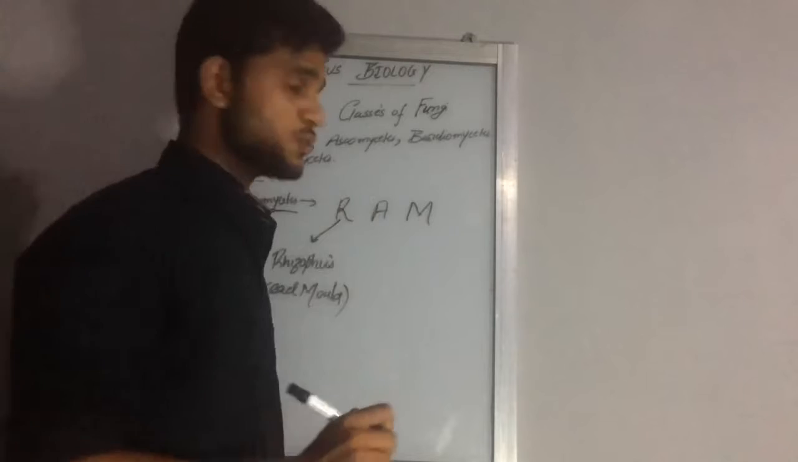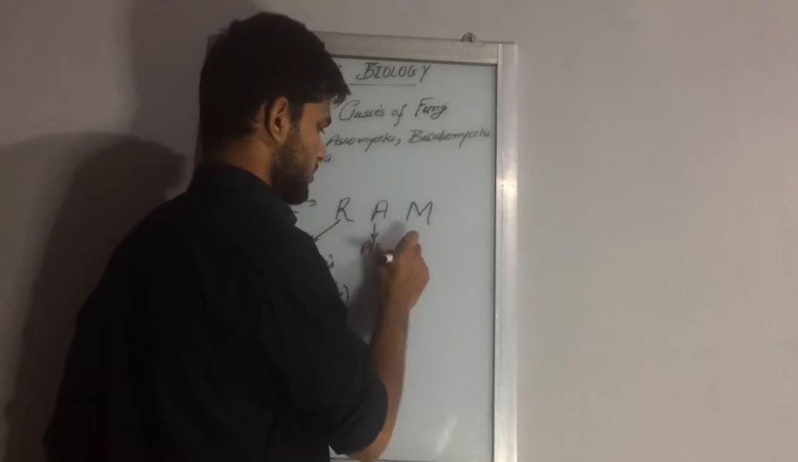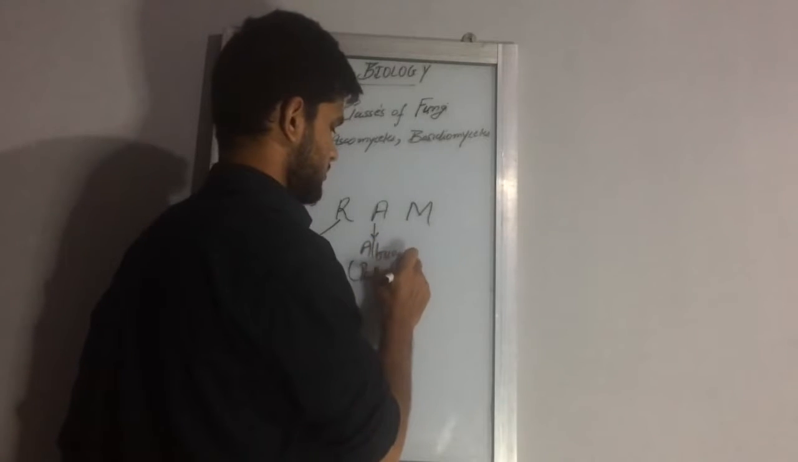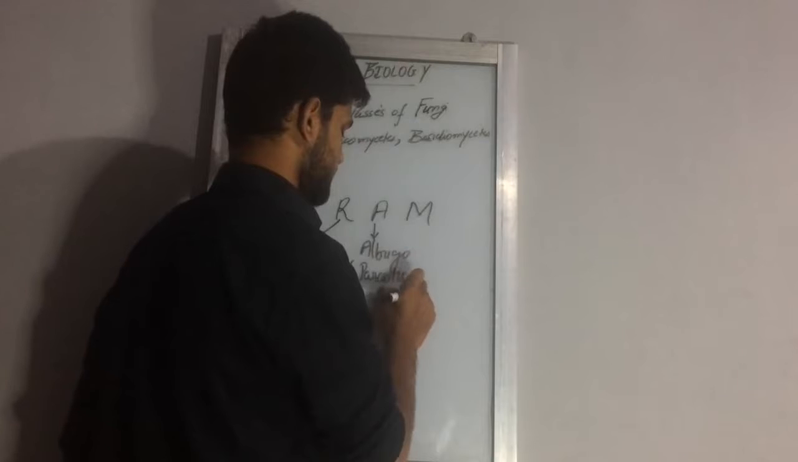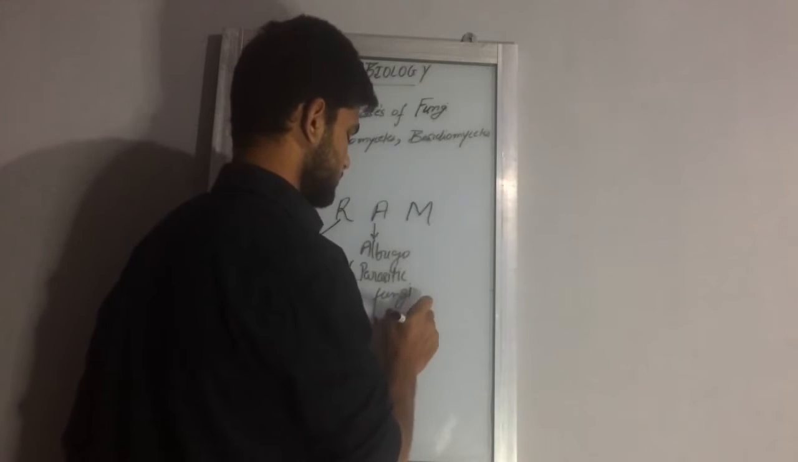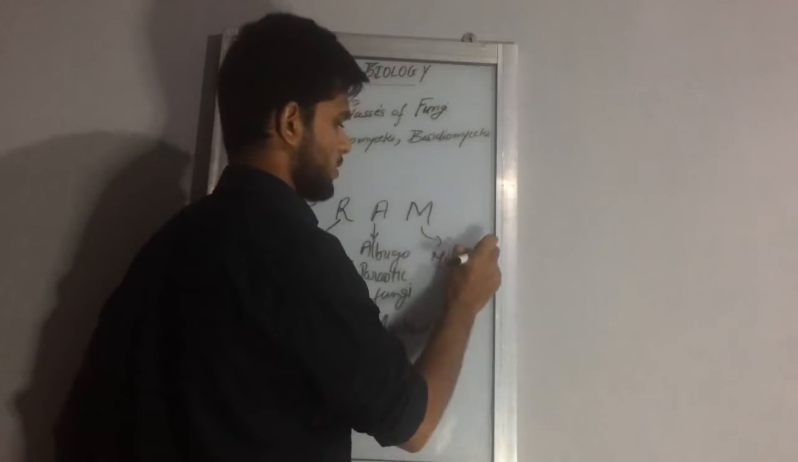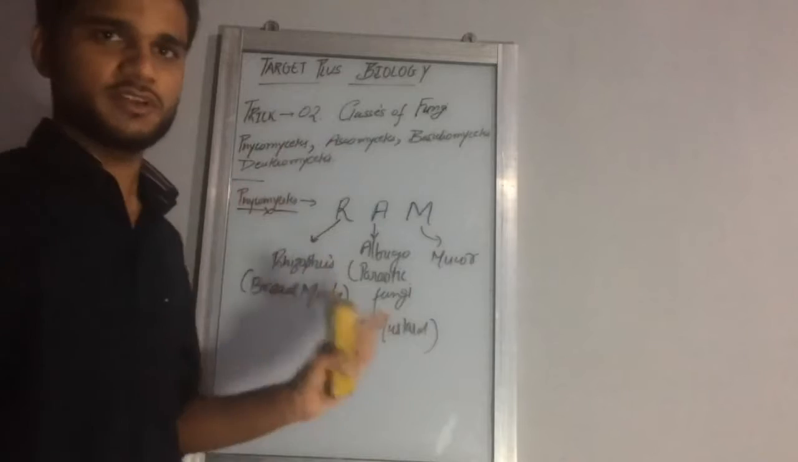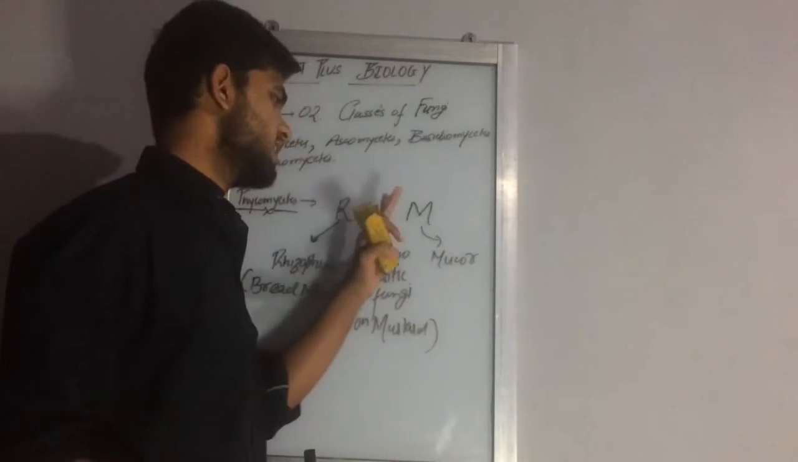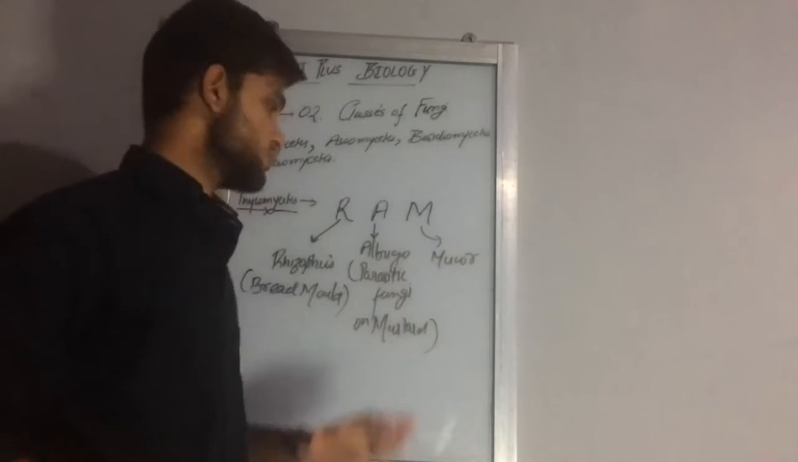A stands for Albugo, that is a parasitic fungus on mustard. And M stands simply for Mucor. So this is a very simple trick to learn Phycomycetes. Now there is no need to learn the examples as they are. The simple word is RAM, that is Rhizopus, Albugo, and Mucor. So this was the first part.